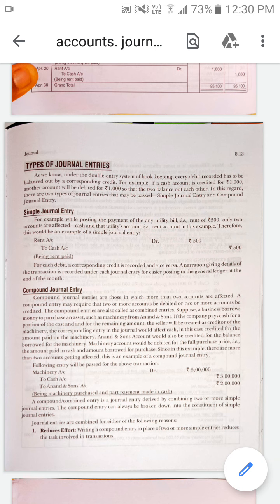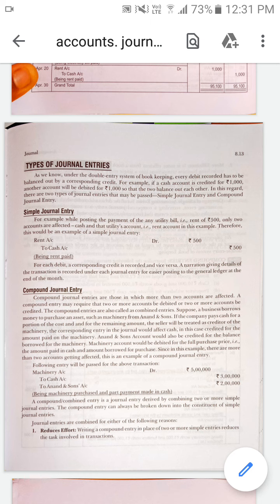Next step is we have to apply the rule. We have to know whether rent is an expense or income. Rent is an expense, so the rent account should be debited, and cash account is a real account. As per the rule, debit what comes in, credit what goes out. Cash is going out, so we are crediting the cash account. In this transaction only two accounts are affected. Understood? So for every debit there is an equivalent corresponding credit. This is one example of a simple journal entry.